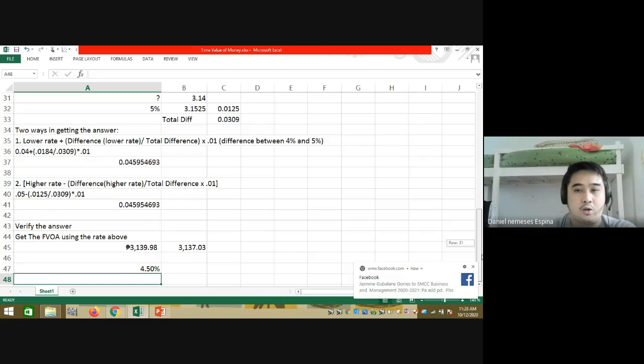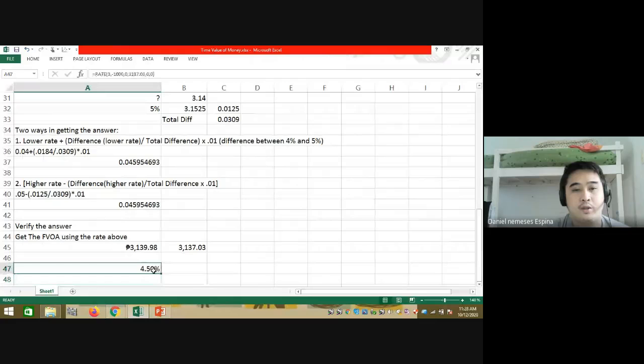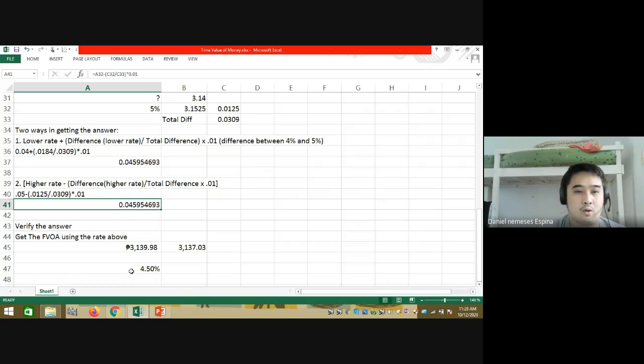Okay? So the exact rate that we are looking for is 4.50%, so that it becomes equal to 3,137.03. However, if you notice, it's very, very close. They differ only by maybe 0.01 or 0.001. So if you round off, this is 4.6%, while the correct or accurate answer is 4.50%. Okay?